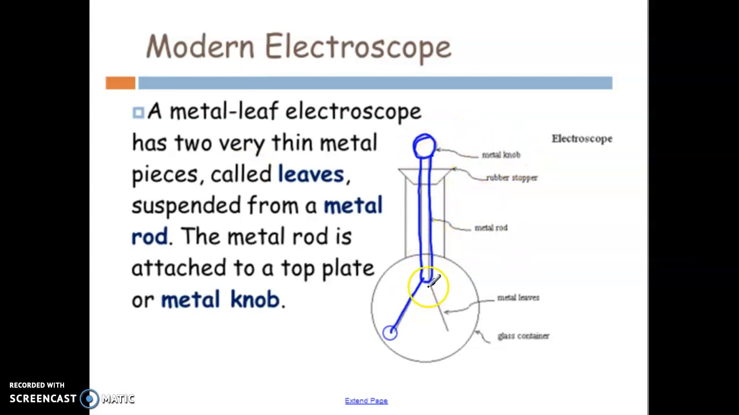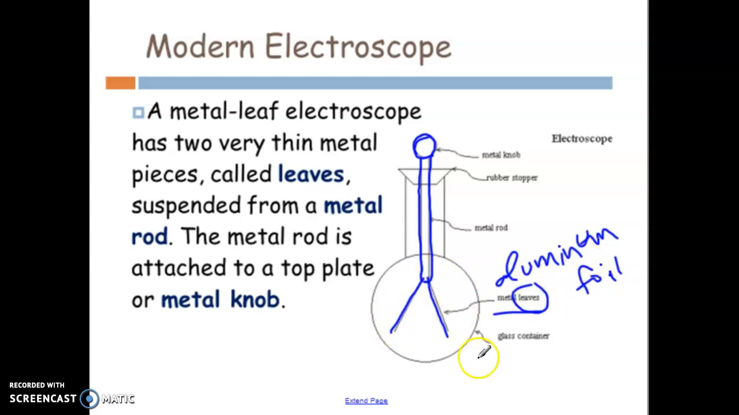At the very end of the metal rod, there are metal leaves. Okay, most of the time, these are made of aluminum foil. So basically you need a piece of metal that is very thin. Think of how thin aluminum foil is, and they just hang off of this metal rod. So you have a metal knob, a metal rod, and then the two, they call them leaves, but essentially they're thin pieces of metal made of aluminum.